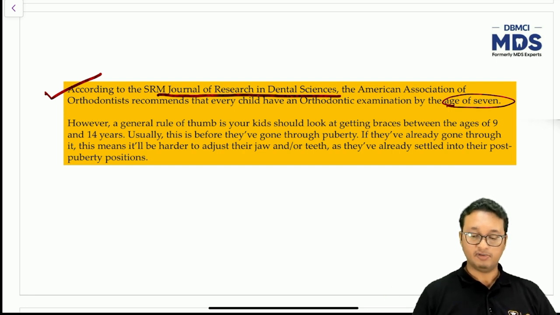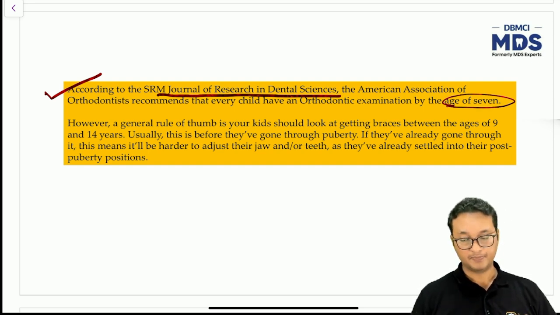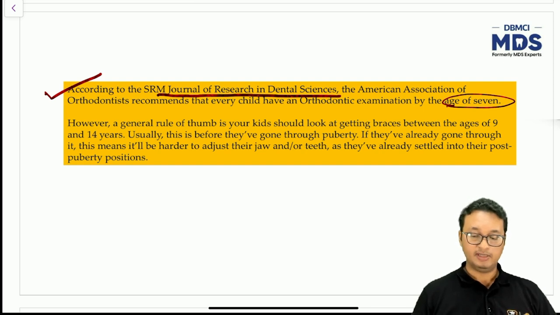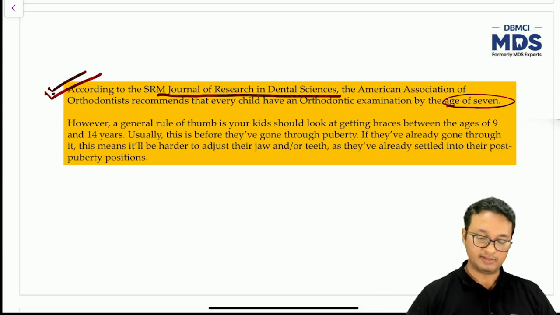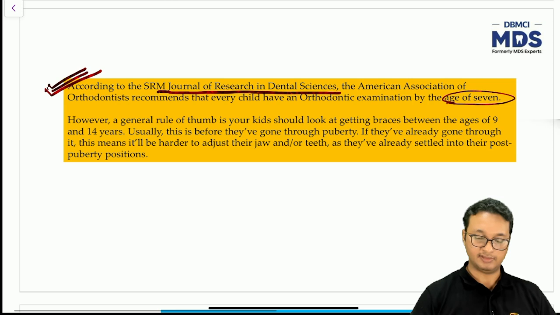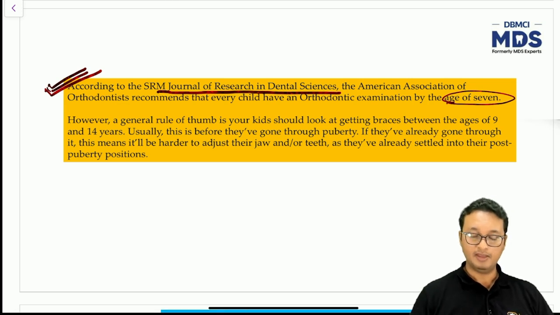However, a general rule of thumb is your kids should look at getting braces between the ages of 9 to 14 years of age. Usually, this is before they have gone through puberty. If they have already gone through puberty, it means it will be harder to adjust their jaw or teeth as they have already settled into their post-puberty positions. Now, pretty simple to understand this box here, this paragraph here.